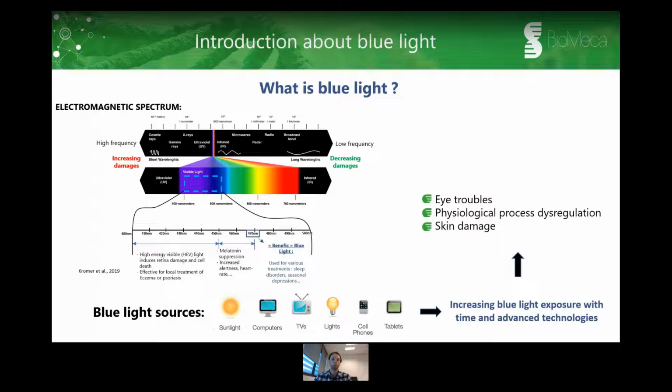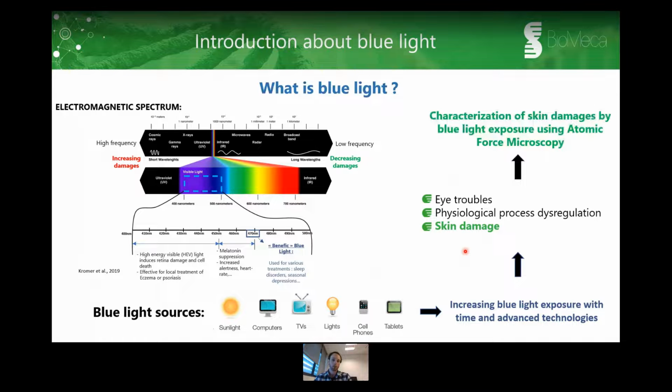As said before, blue light can provoke many troubles in eyes and also induce dysregulation of several physiological processes, but blue light can also induce some damages in skin. And these kind of damages are less known and less characterized. So today, in this presentation, I will share with you some results that we have obtained at BioMeca on the characterization of the effects of blue light exposure in skin using atomic force microscopy.